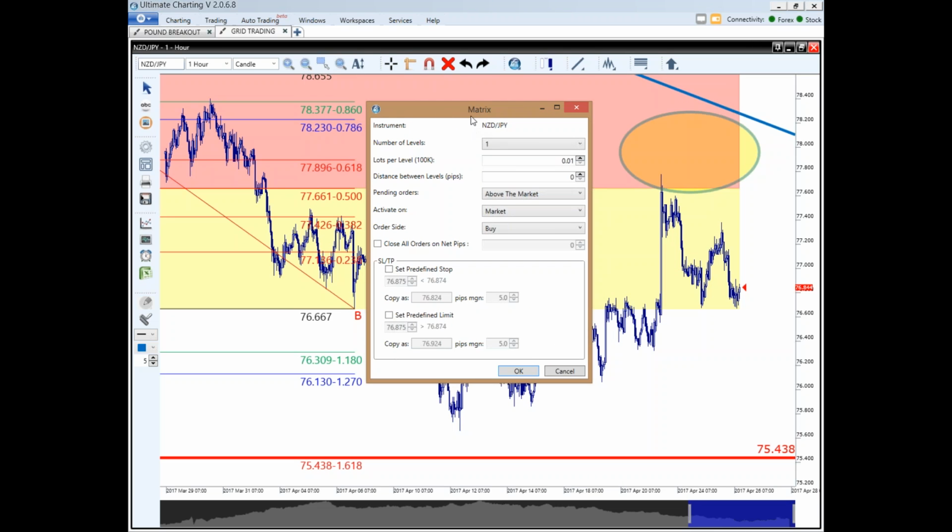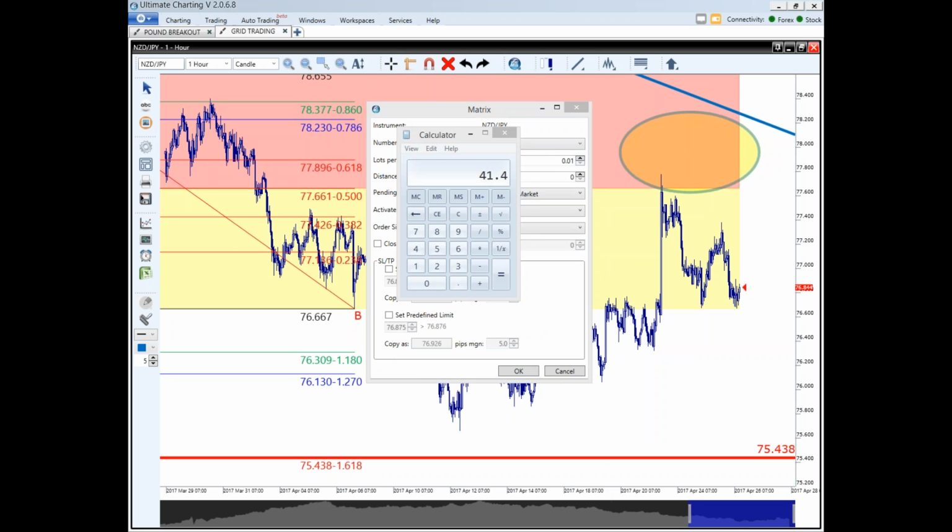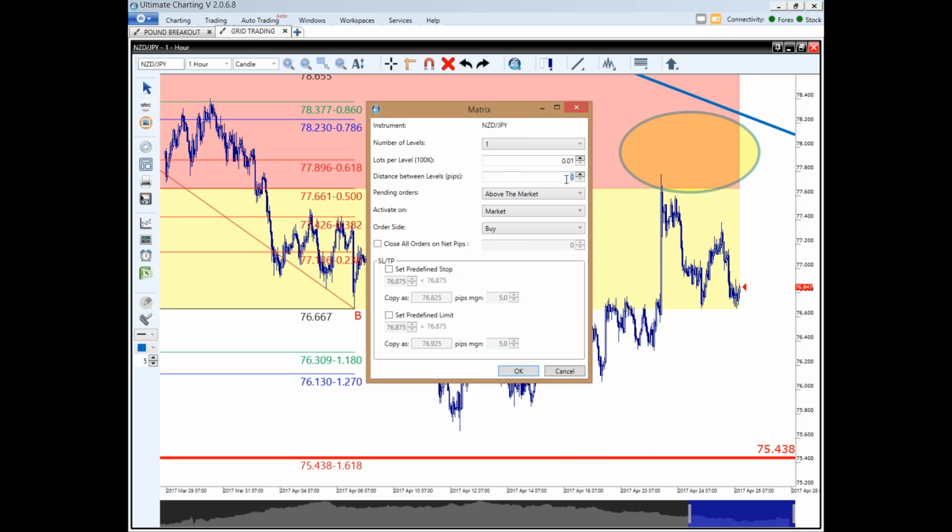This is the matrix tool. We know that the market is now providing us, after the formula, 41 pips. The distance between the levels is 41 pips. I'm going to put here 10 different levels. You can change the lot sizes depending on what your risk assessment is. But again, remember, you're going to have a proper equity management plan, so the market going against you doesn't matter, because you'll see how that works.